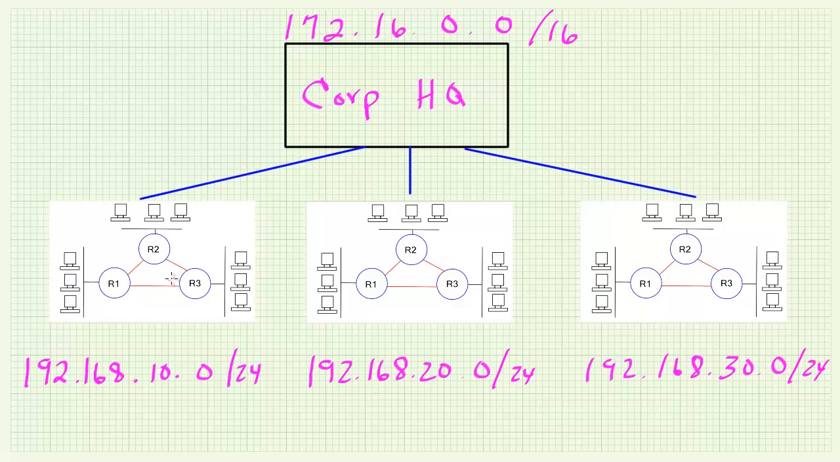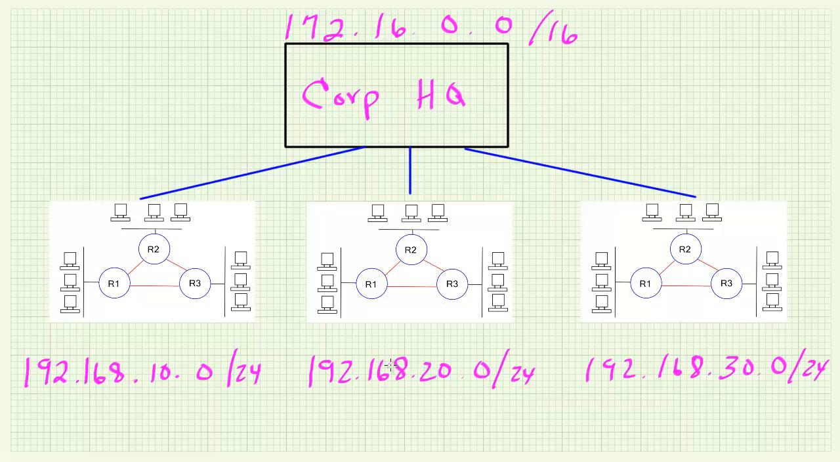Maybe this was the central region. We've got eastern region and western region. Maybe these are business operations on different continents. Use your imagination. It doesn't matter. But the point is we've picked up this original topology and we've replicated it in 3 different geographically distant places.